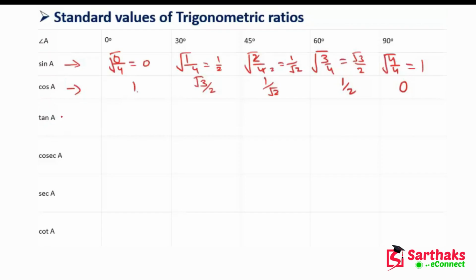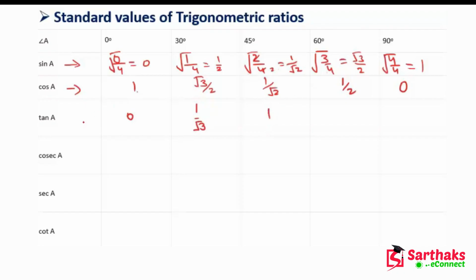Sin A upon cos A. If we want to find the value of tan 0, this is sin 0 upon cos 0, so this is 0 upon 1, which is 0. Got it? And here is tan 30. Tan 30 is sin 30 upon cos 30, which means 1 upon 2 divided by root 3 upon 2, so this is 1 upon root 3. And tan 45 is 1, because if we divide 1 upon root 2 by 1 upon root 2, we get 1. I hope you get this point.